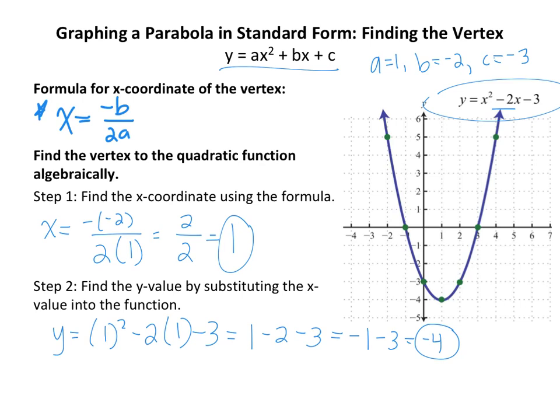So my y value is negative 4, and my x value is positive 1. This is true because right here my vertex is (1, -4), and my algebraic answer actually matches up with the graph.